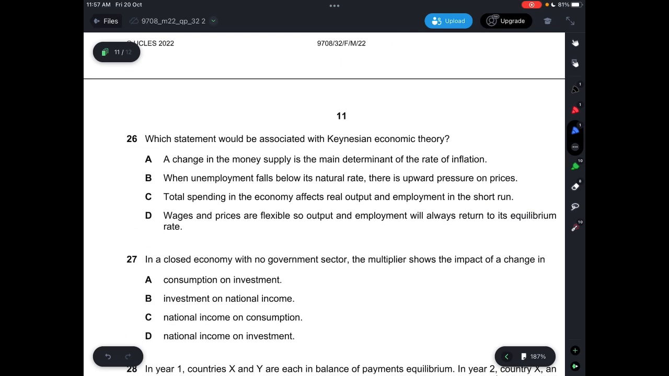Question 26, which statement will be associated with Keynesian economic theory? So Keynesians believe in government intervention. A, it says a change in the money supply is the main determinant, incorrect. B, when unemployment falls below its natural rate, there is an upward pressure on prices, incorrect. And C, total spending in the economy affects real output, so yeah, government intervention. And D, wages and prices are flexible, so employment will always return to its natural rate. Keynesians don't believe that wages are flexible, so I'll say C.